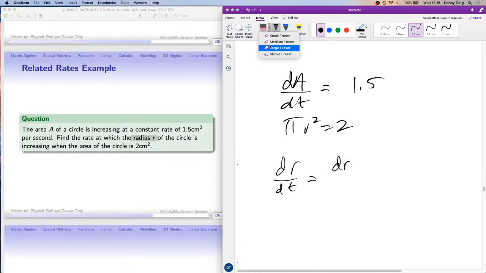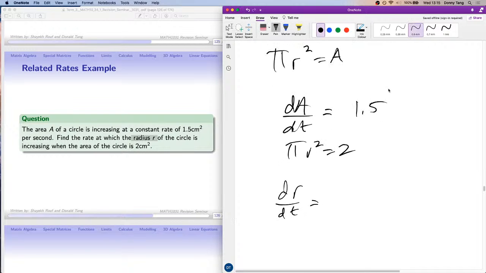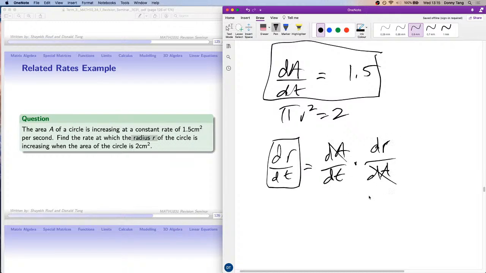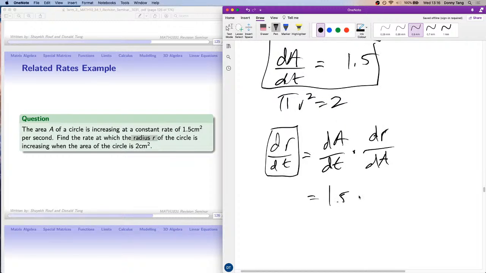Okay, so using the chain rule, we have to create things that we already know. And we already know this. So that's preferably what we want to start off with, dA on dt. And then we want to cancel out the dA because it's not in the original equation. So we're going to cancel out the dA by putting dA here, and then this is going to be dr. So now you'll notice that we can cross out the dAs and it's going to be dr on dt again. All right. So now sub in everything you know, 1.5 times dr on dA. What is dr on dA?